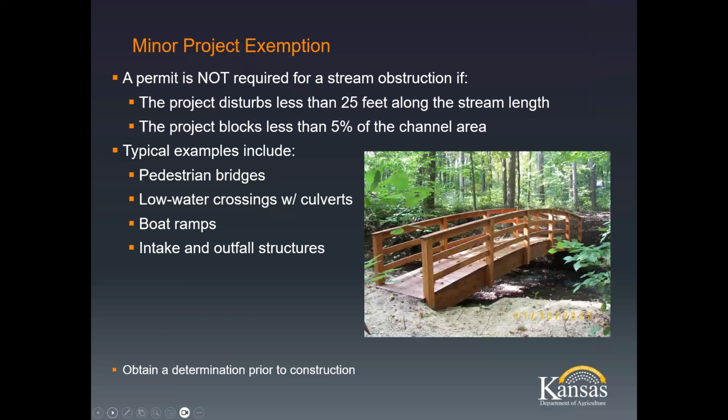There's another exemption that is for minor projects. A permit is not required of a stream obstruction if it disturbs less than 25 feet along the stream length. So in this case, the bridge that you see before, the width of the bridge is less than 25 feet, and the project doesn't block more than 50% of the channel. So basically, I tell people it goes from bank to bank with no work in the actual channel. These include pedestrian bridges, low water crossings with culverts, boat ramps, intake and outtake structures.